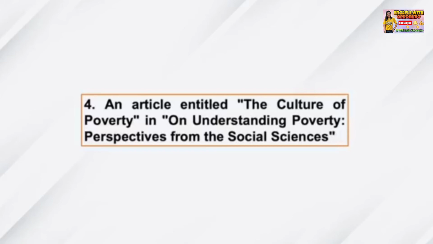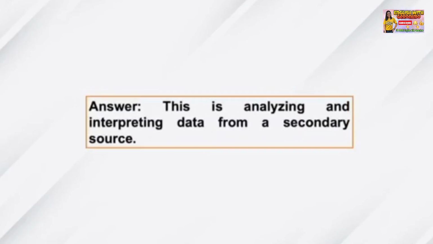Number 4. An article entitled The Culture of Poverty on Understanding Poverty, Perspectives from the Social Sciences. This is analyzing and interpreting data from a secondary source.